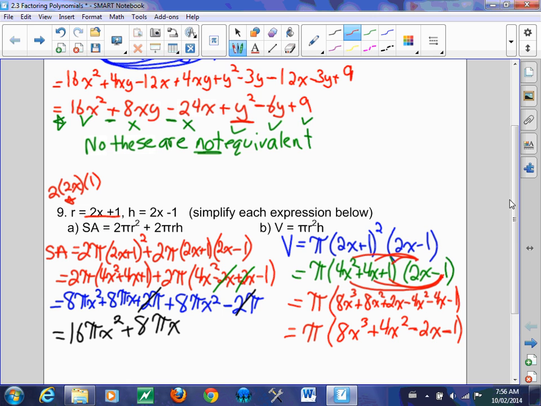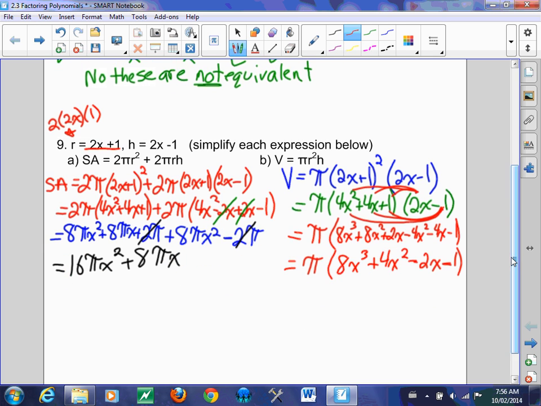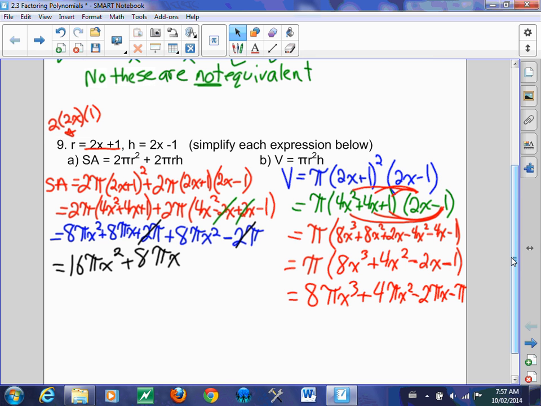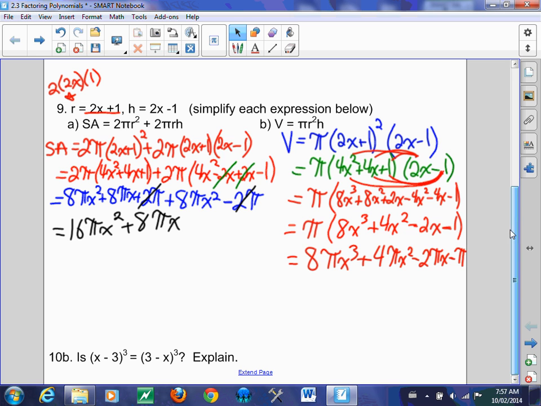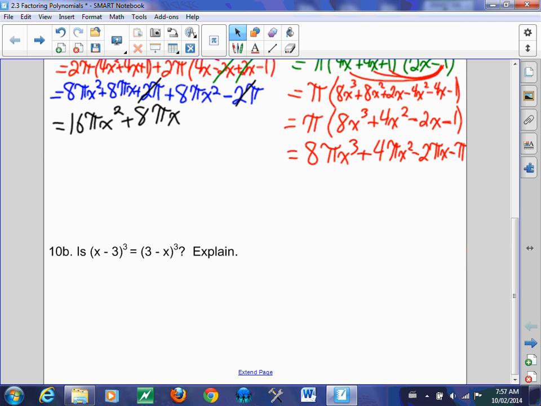Constant stays the same. And my last step, ladies and gentlemen, is to use distributive law. So just multiply pi to every term. So it's going to be 8 pi x cubed plus 4 pi x squared minus 2 pi x minus pi. All right, so ladies and gentlemen, there you have 9, and we want to do one more, 10b, and explain if these are the same, if these are equivalent.